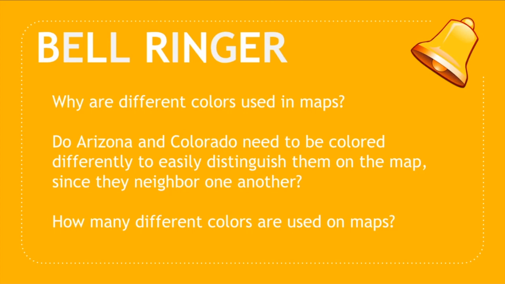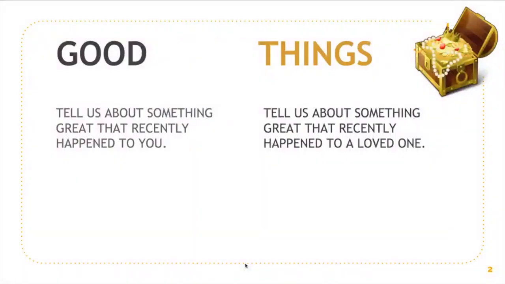Many of you have seen an atlas with lots of different countries and states that have borders to each other. They're using different colors. So why do you think that is? And why are different colors used on maps? And how many total colors do you think they have to use? So ponder that for a little while.